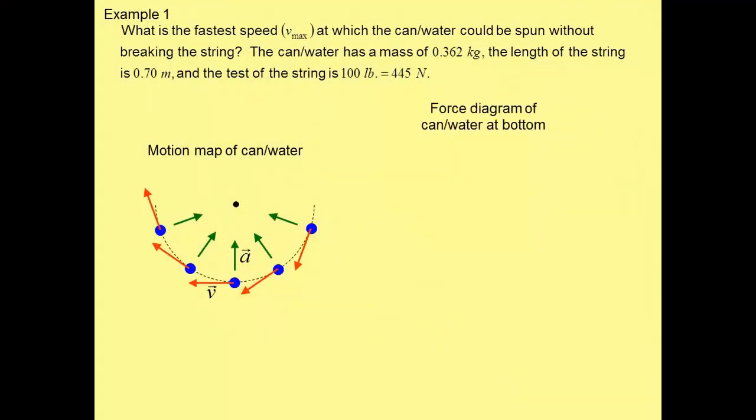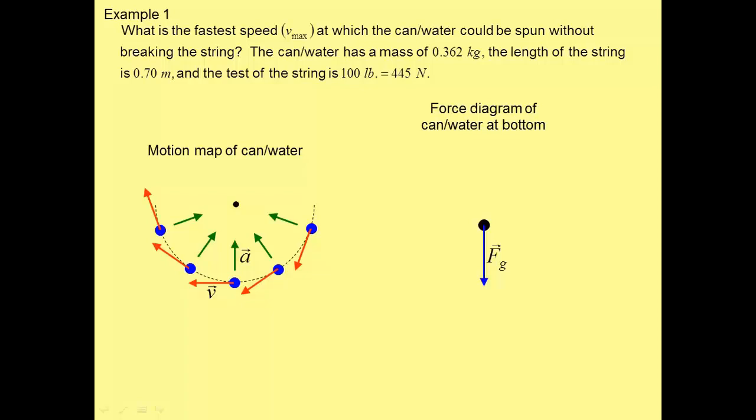Okay, now let's draw a force diagram of the can-water combo at the bottom of the arc. So right here. What forces act on the can and the water? Well, of course, gravity acts, and gravity, as always, acts down. Also, the can is interacting with the string, so there'll be a force of tension. And at this point, that force of tension would act upward because it's at the bottom.